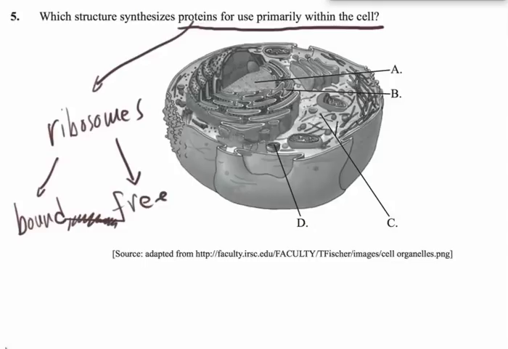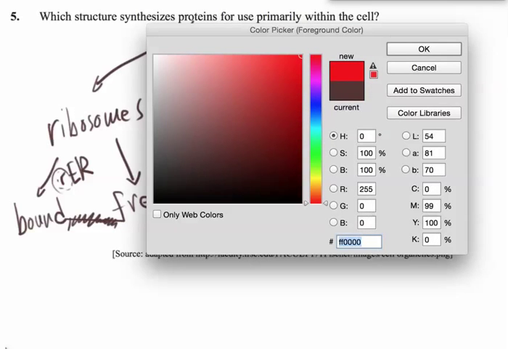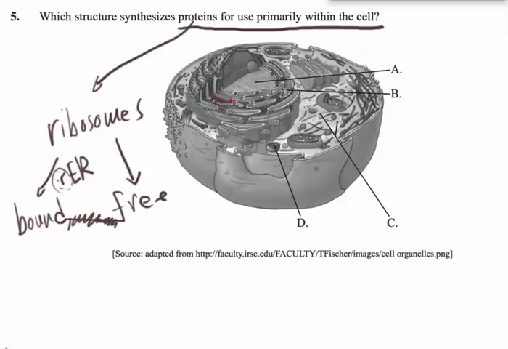Anyways, bound ribosomes would be found on the rough ER, right? RER. Rough means that there's little dots on them. So here's the rough ER, and I can see the little dots on them. I should use a different color. How about some red here? And you can see these little peppered dots here on these logs. These are actually ribosomes, and these ones are bound, therefore they're on the RER.